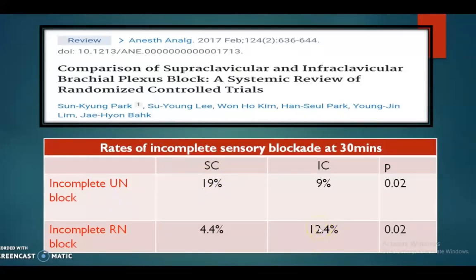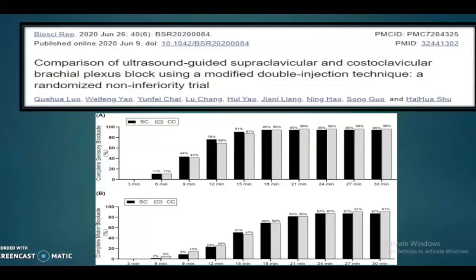And further, when a subgroup analysis was done, it was shown that this difference in incomplete radial nerve block was reduced to not significant levels when the infraclavicular block was given as multiple injections. Now, a study that compared ultrasound guided supraclavicular and costoclavicular technique, not infraclavicular techniques in general, but costoclavicular technique in particular, using a modified double injection technique for both the supraclavicular and the costoclavicular approaches, found that there was no difference in sensory or motor block between the two approaches at any of the times.